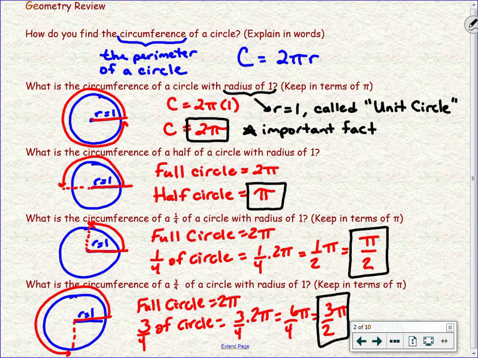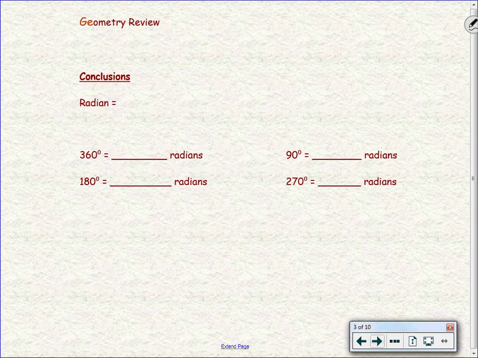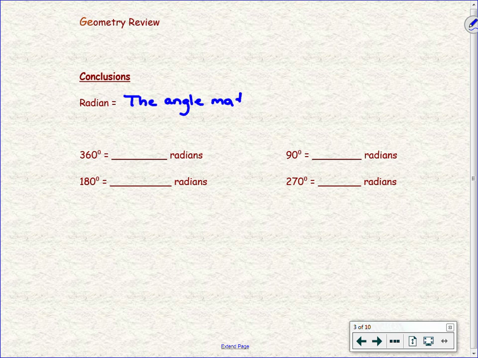Okay, so flipping your note sheet around. What is a radian and how are we going to figure out how to convert back and forth? Well, let's get the definition of a radian down first. The definition of the radian is the angle made by taking the radius and wrapping it along the edge of the circle.